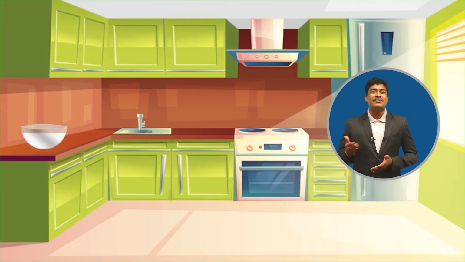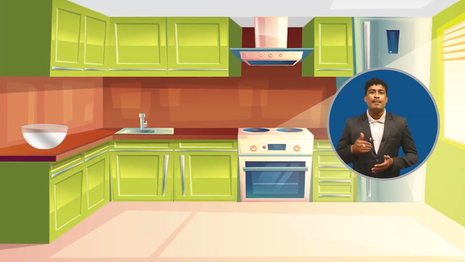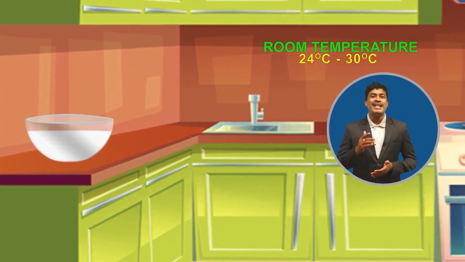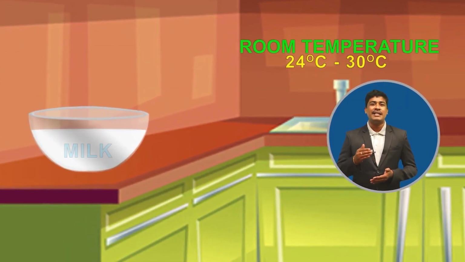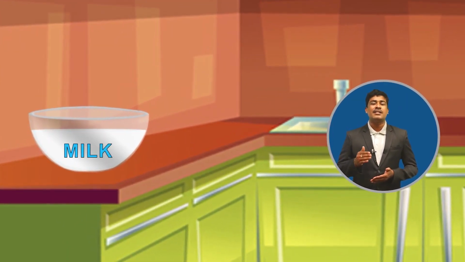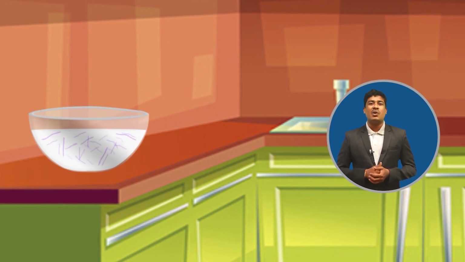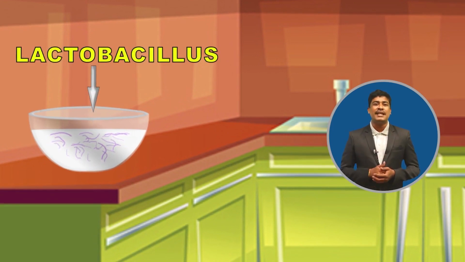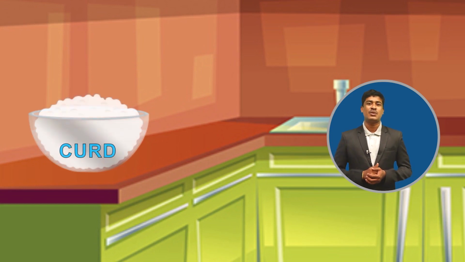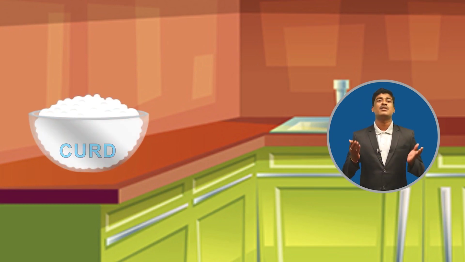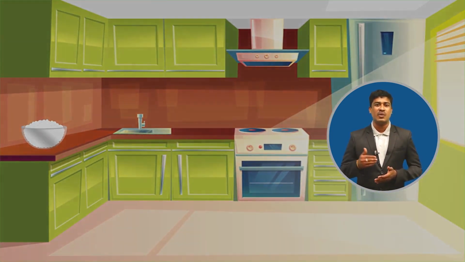When milk is left at room temperature during the summer, the ideal condition increases the growth of bacteria called lactobacillus, which converts milk into curd. So here the milk turns sour. So that is the first daily life situation.